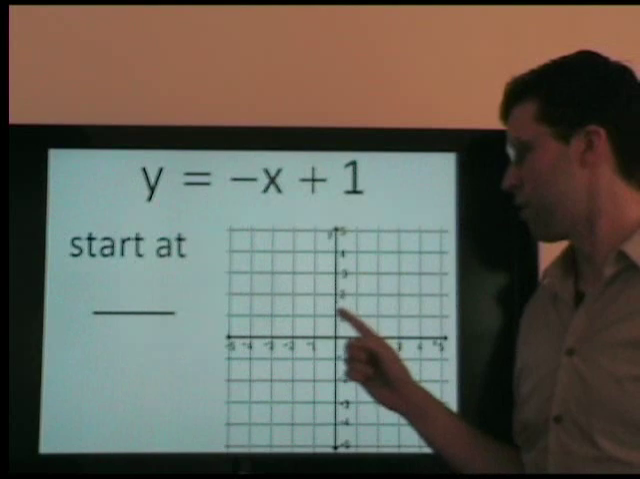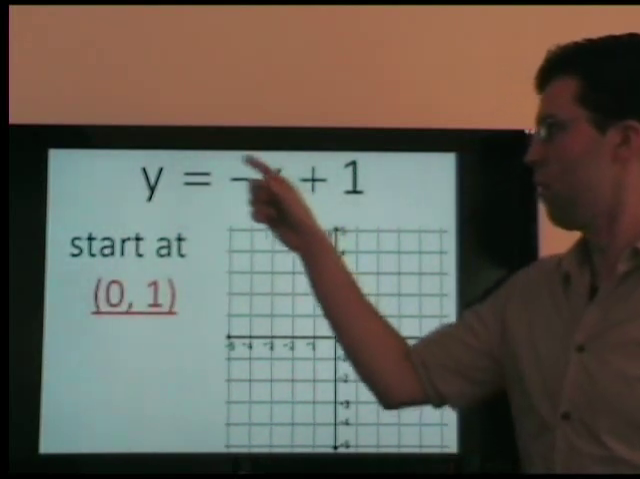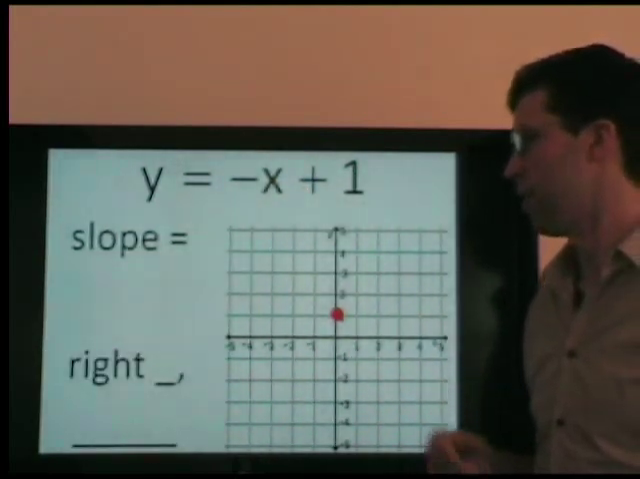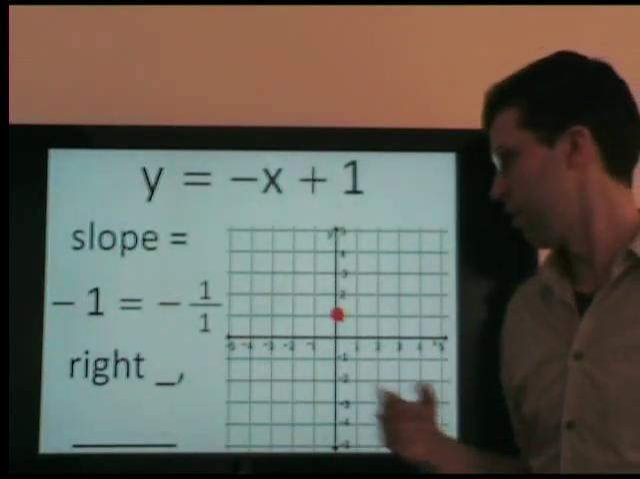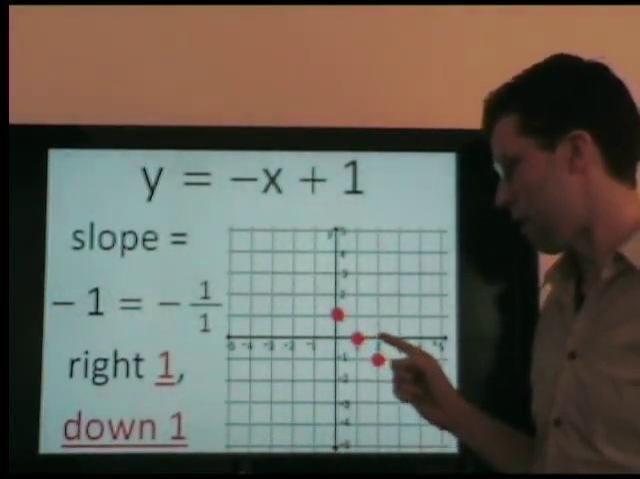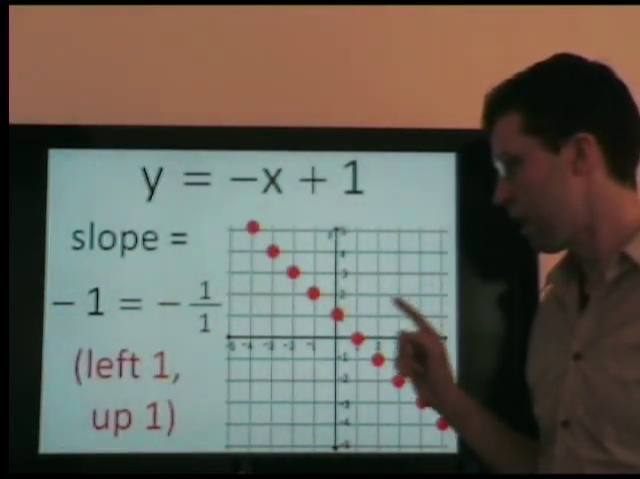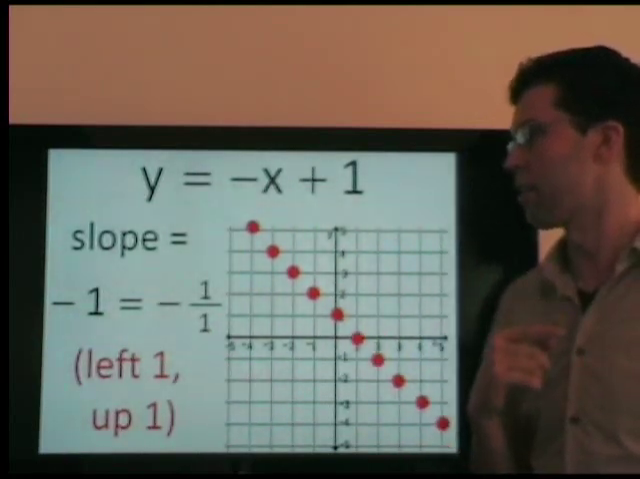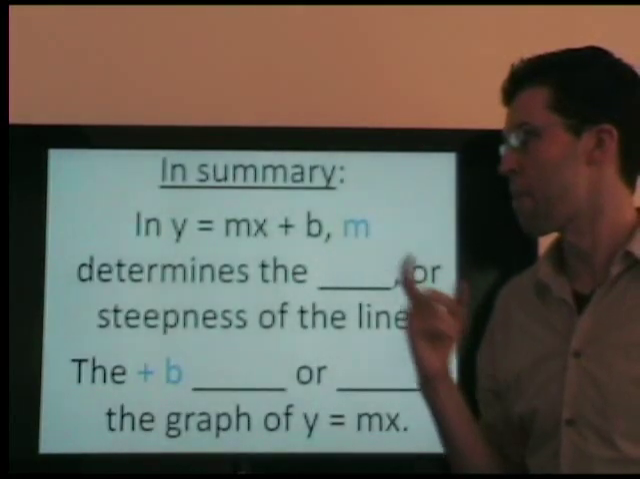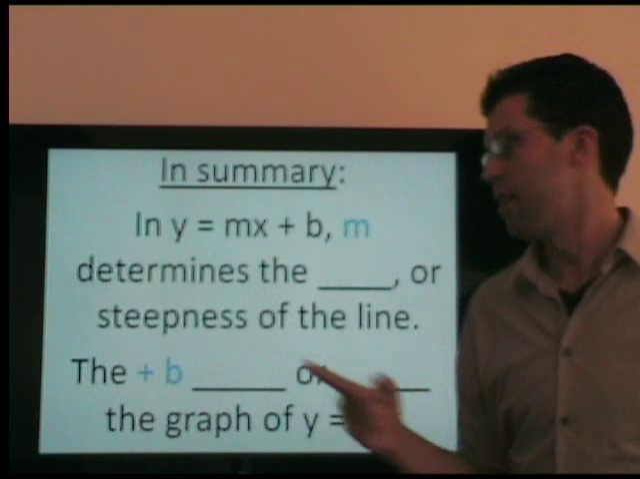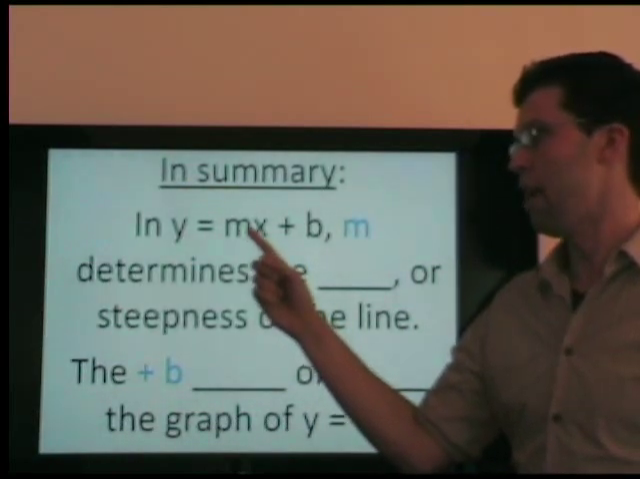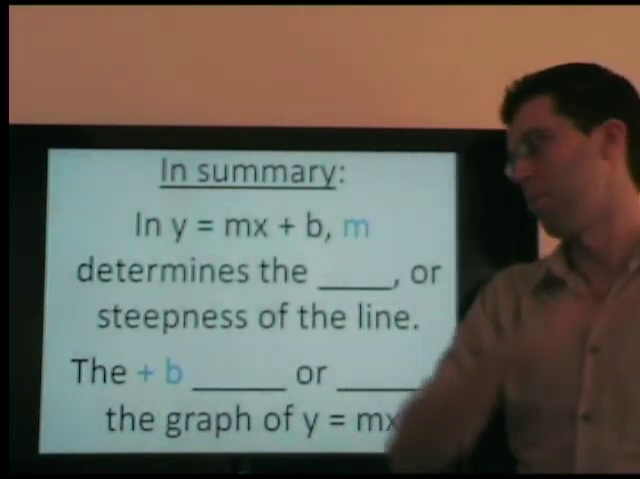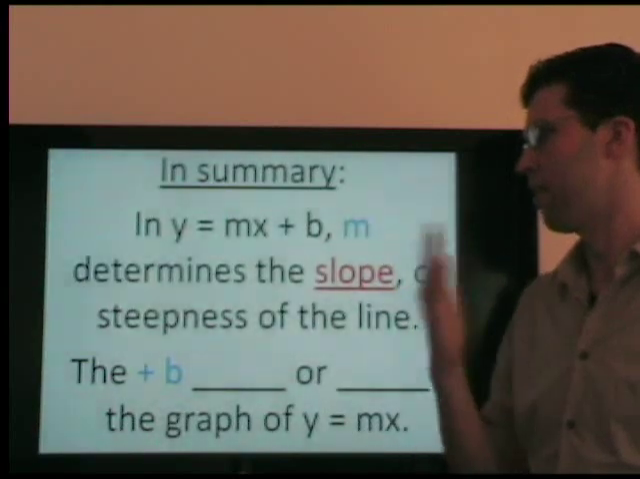Where do we start? 0, 1. What's the slope? Negative 1. That's negative 1 over 1. So right 1, down 1. Right 1, down 1. Left 1, up 1. And connect. In summary, the value here for m determines the slope, or steepness, of the line.